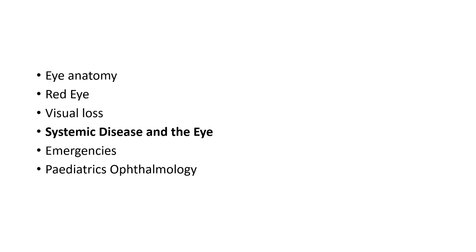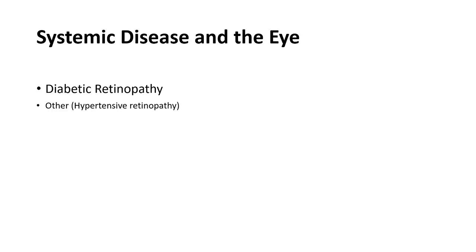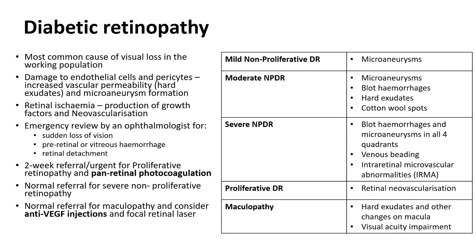In the next few slides, I am going to talk about systemic diseases affecting the eye. There are two important ones: diabetes and hypertension. I am only going to cover diabetic retinopathy, as this is the most likely topic to come up in your exams. Diabetic retinopathy is the most common cause of visual loss in the working population between the ages of 30 to 60.